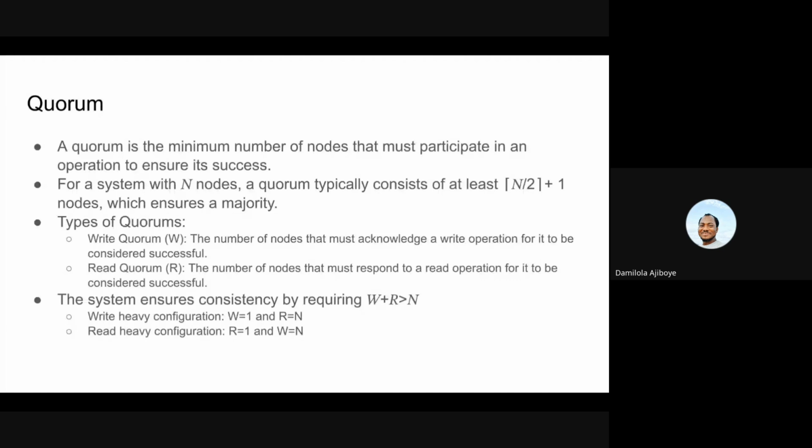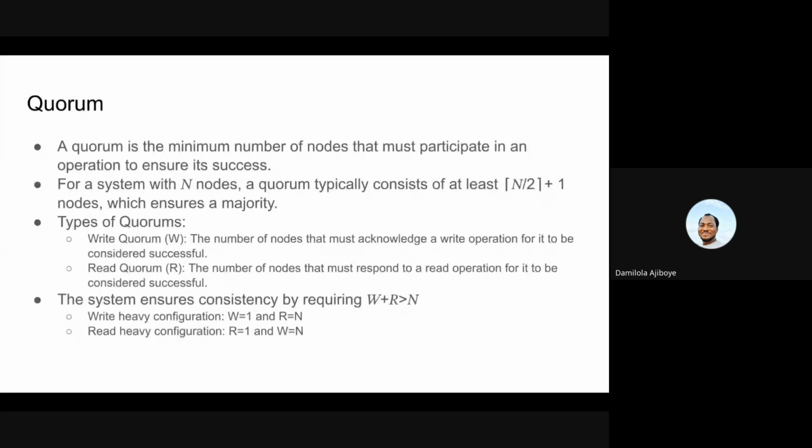So we look at some configurations here. One important thing is to ensure consistency in the network, right? This is what the calculation should look like: the write quorum plus the read quorum should be greater than the number of nodes or replicas, the replication factor. So let's look at two examples.